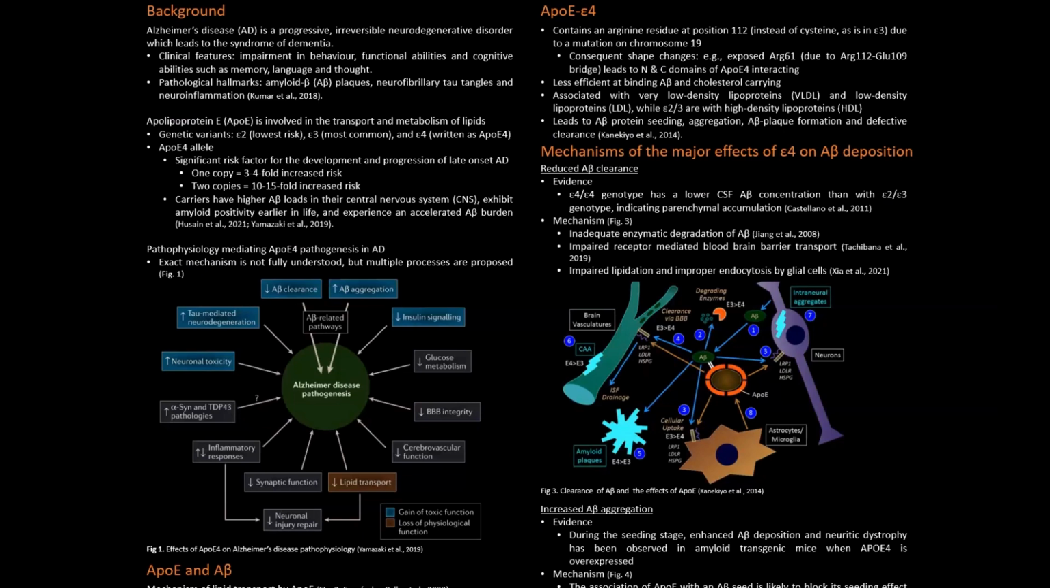Proposed mechanisms can be seen in Figure 3 and include inadequate enzymatic degradation of amyloid beta, poor receptor-mediated blood-brain barrier transportation, and impaired lipidation with dysfunctional endocytosis by glial cells.